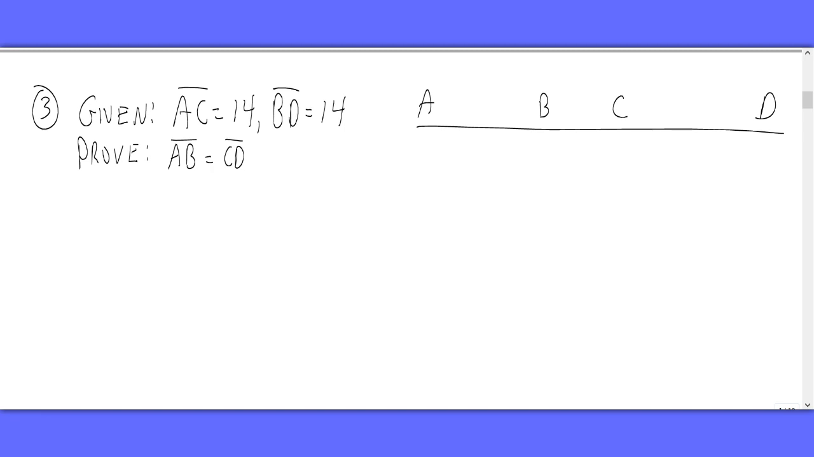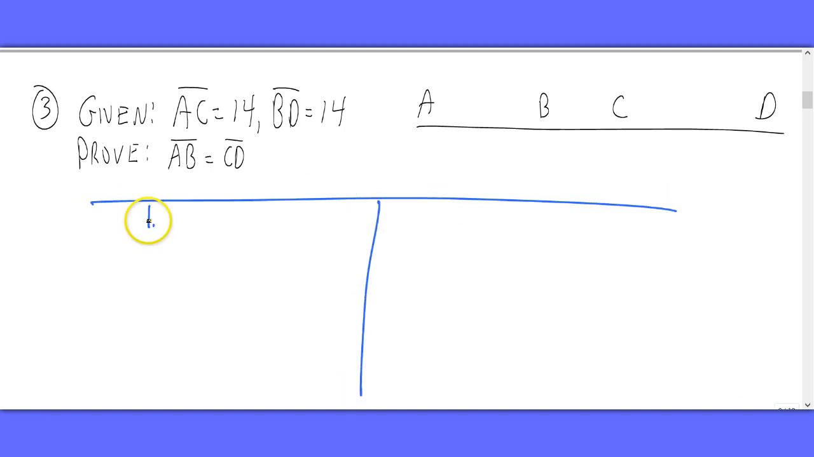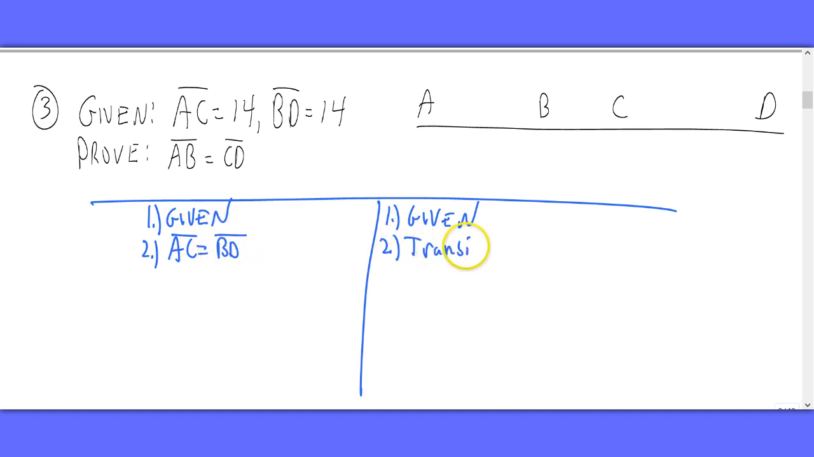Proof number 3. Once again, we'll start off with the given. The length of segment AC equals 14. The length of segment BD equals 14. Well, since they both equal 14, I can combine those together using the transitive property to say that segment AC is equal to segment BD. Okay, so we have that part of it down.